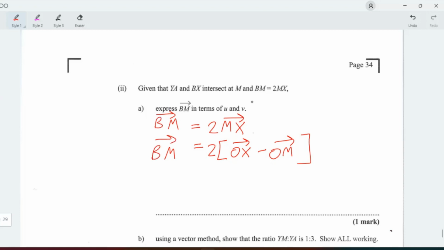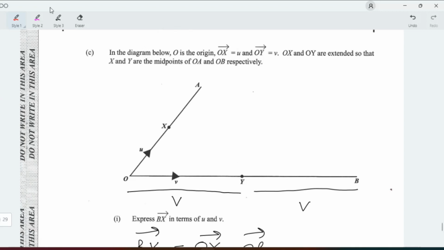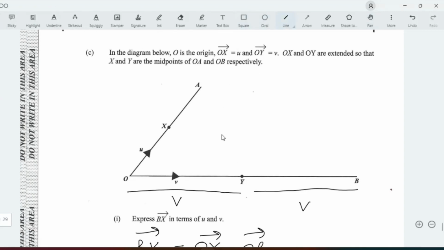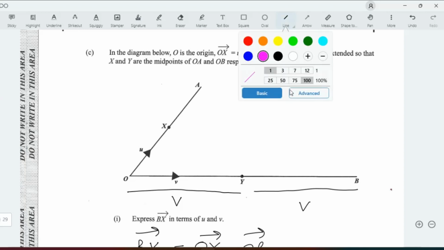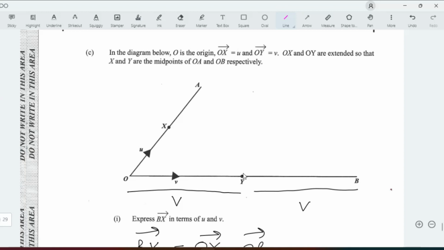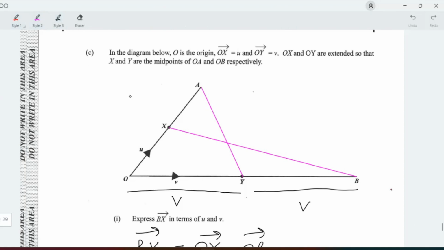Now, what is this OM again? It says YA and BX intersect at M. So to draw a line, this is YA. I don't want to use the black. Let me change the color. I like to see it visually. This is YA, and this is vector BX, and they say they intersect at M. They intersect somewhere here.